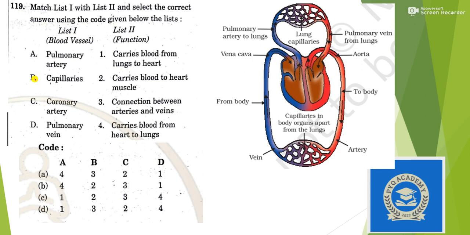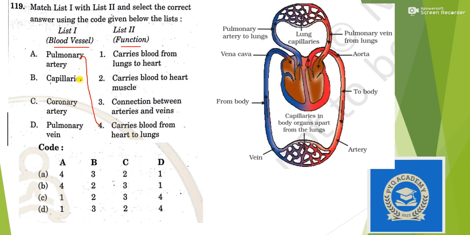Next, match the following. Okay, so you have to match the blood vessels with their functions. So first is pulmonary artery. Let's find pulmonary artery. Here it is transferring blood from heart to lungs. Does it carry blood from lungs to heart? No, it carries blood from heart to lungs. So for A it is 4.